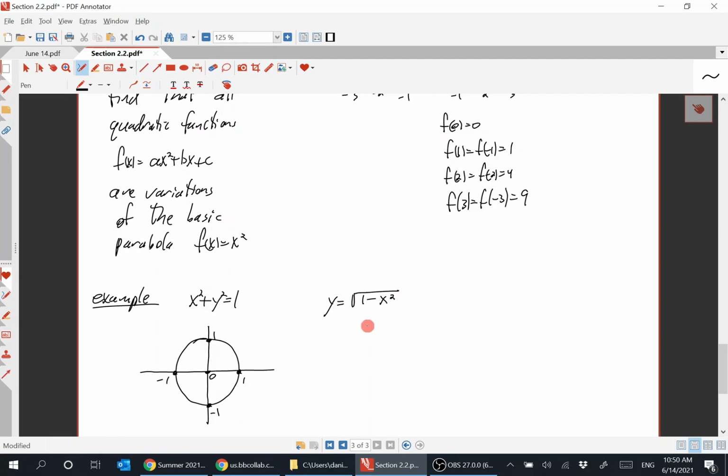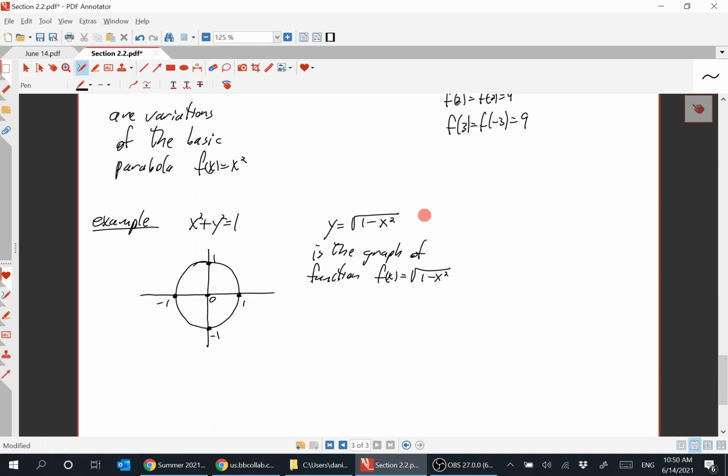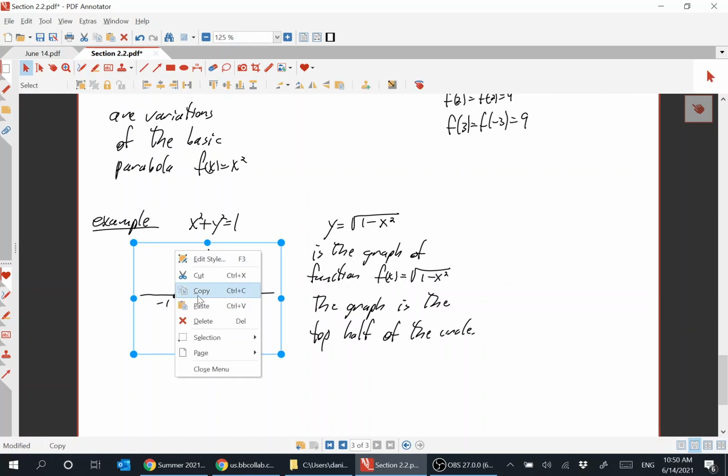This is the graph of a function. f(x) equal to the square root of 1 minus x squared. And it's the top half of the circle. If you want the bottom half, well, that's just the negative square root of 1 minus x squared.